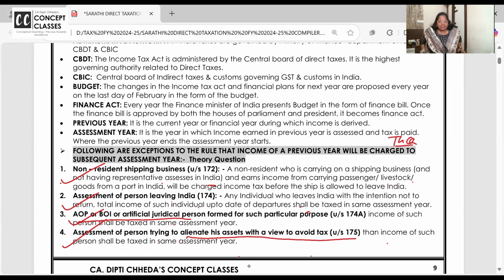Shall I close this topic, financial year and assessment year? A humble request to all of you: if you have missed the class, make sure you cover it up.